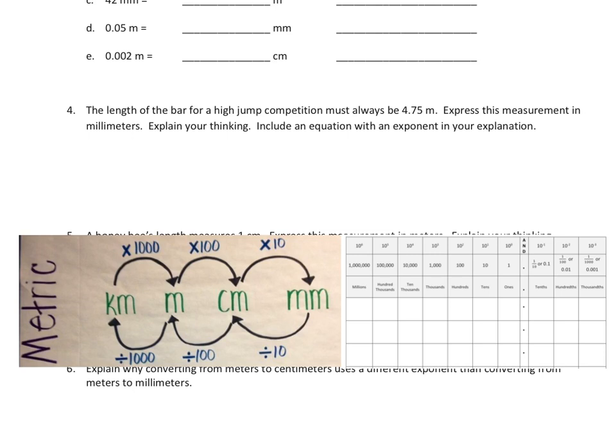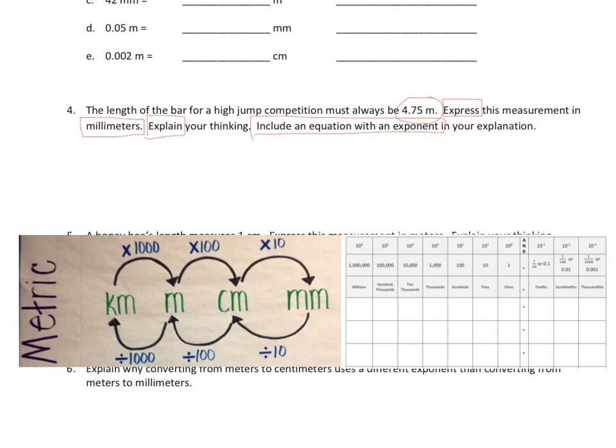So let's first figure out what we need to do, or what we know. The length of the bar of a high jump competition must always be 4 and 75 hundredths meters. Let's circle that. Express. That means another name for show. Let's put a box around that. Show this measurement in millimeters. Let's go ahead and put a box around millimeters. We need to make sure that we're converting. We have to explain our thinking on what we did, and we have to include an equation with an exponent in our explanation. So we got to do a lot of things.